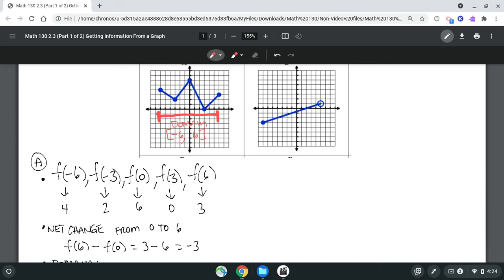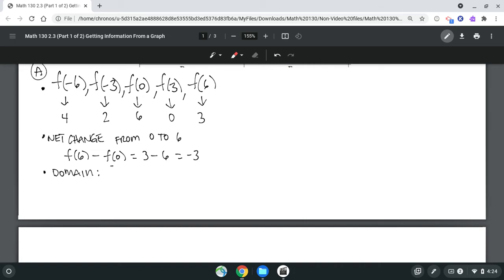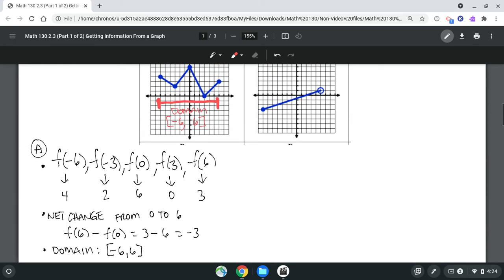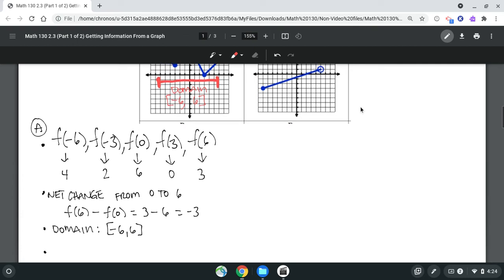Okay, so let's go ahead and write that down below. So it's going to be from negative 6 to positive 6. And we use brackets because they are closed points. If these were open points, like you have here, then you cannot use brackets. You have to use parentheses.